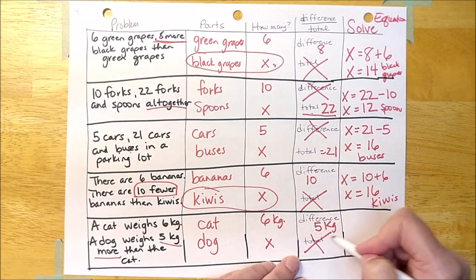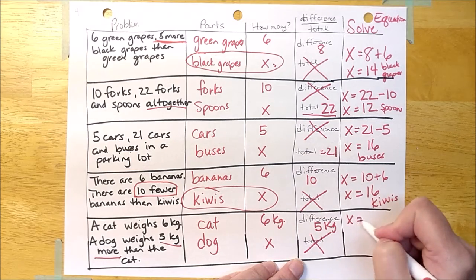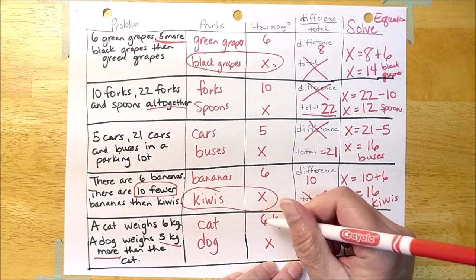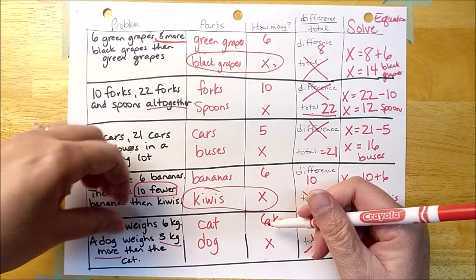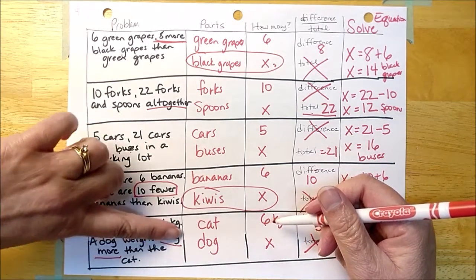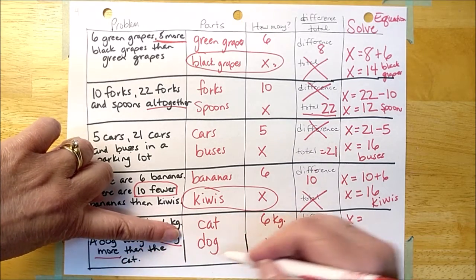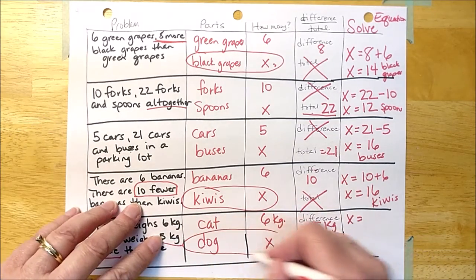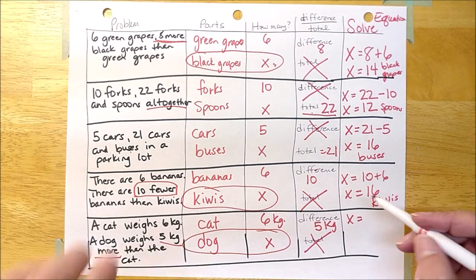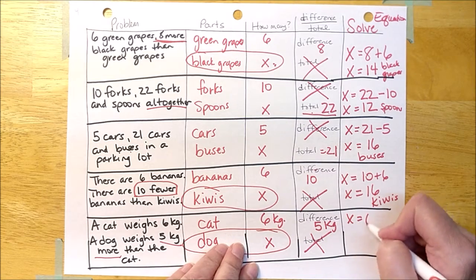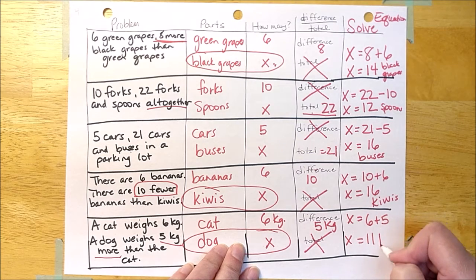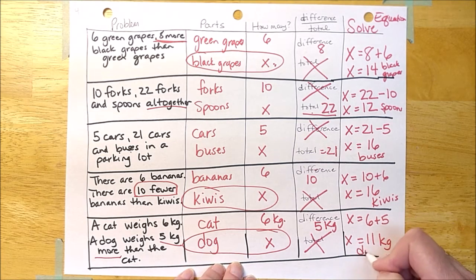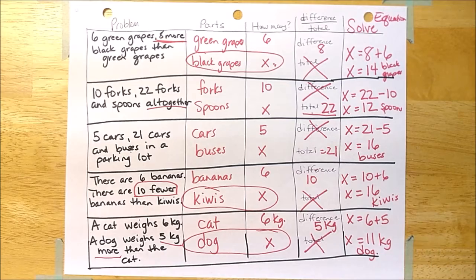A cat. Okay, my cat. So here I need to figure out what the X is. I know what my difference is, and I know what my cat is, so I'm going to find out again which one is the bigger, the cat or the dog. It says a dog weighs more than the cat. So the dog is more than the cat, so that's my large number again. So I'm trying to find my large number, so I'm going to add those two together in order to find my large number. And so this dog is 11 kilograms.